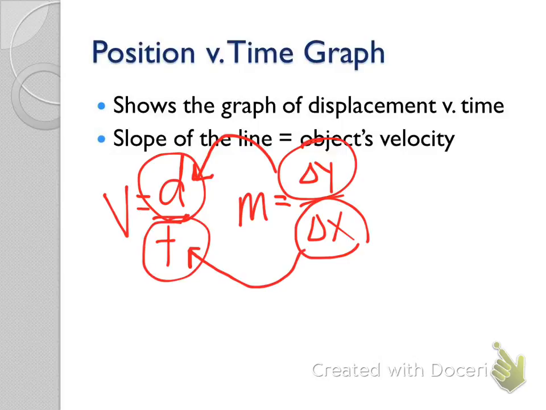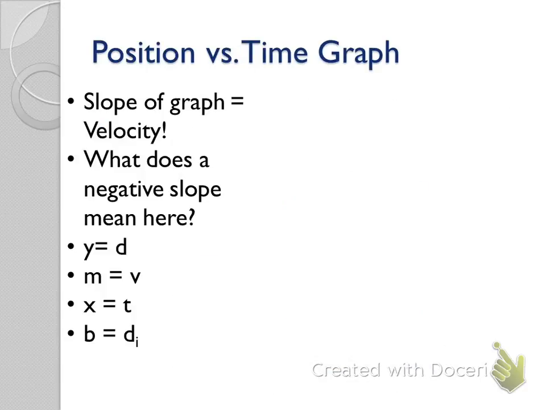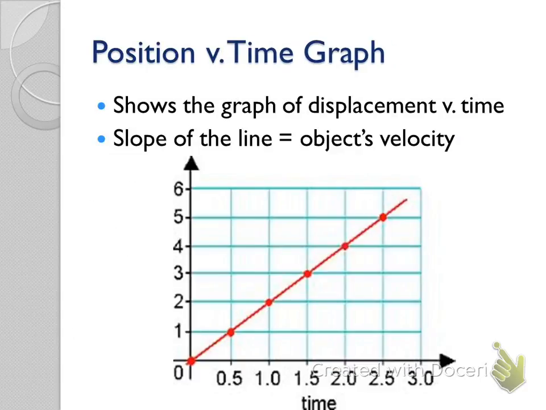Okay? So I think I have a graph on this slide for you to look at. Okay, so let's go ahead and calculate the velocity of this object. This is the same graph that I just showed you. They're moving 1 meter every half a second. So how many meters do they move every full second? 2. We would assume 2 meters per second, right? 2 meters after 1 second. So let's calculate the velocity and see if it matches what our graph is showing us, okay?